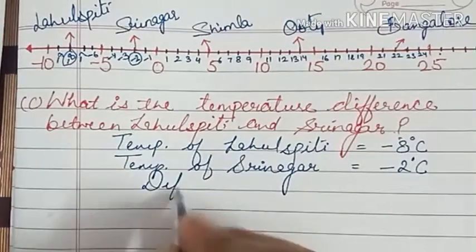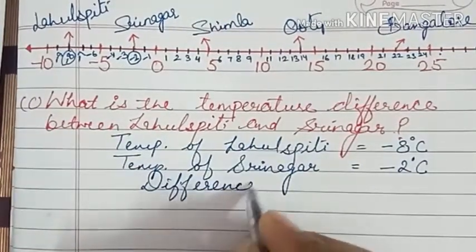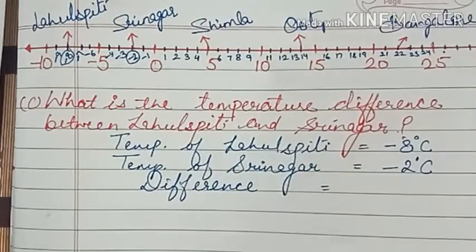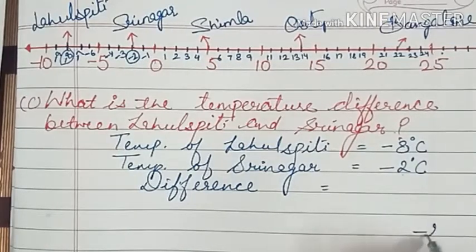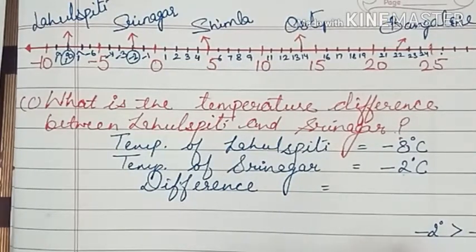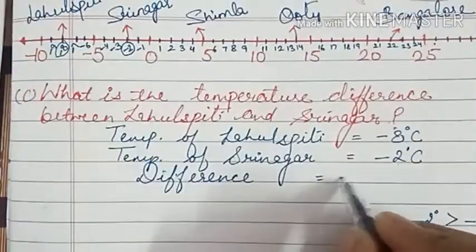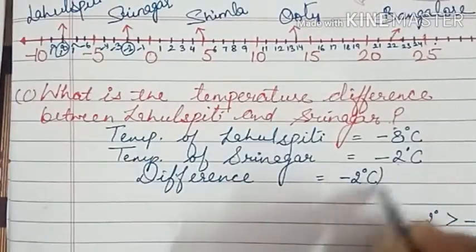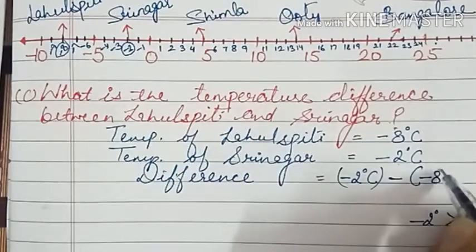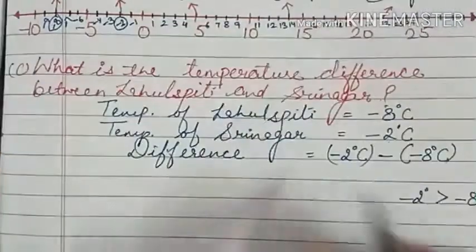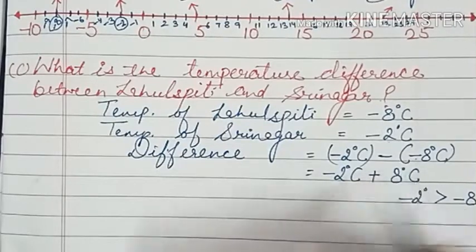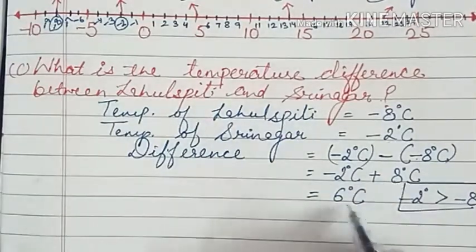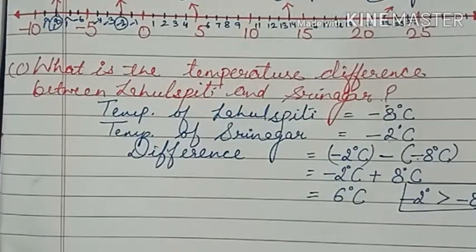Now we are to find out the difference between these temperatures. So which temperature is bigger between minus 2 and minus 8? So in negative, minus 2 is always greater than minus 8. So we will find the difference minus 2 degree Celsius and minus 8 degree Celsius. So let's do minus minus plus 8 degree Celsius, and what it comes 6 degree Celsius, because 8 is bigger, 8 minus 2, 6 degree Celsius. So this is your C part.